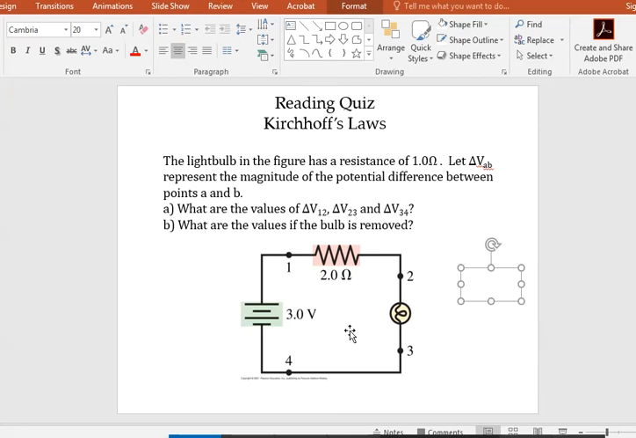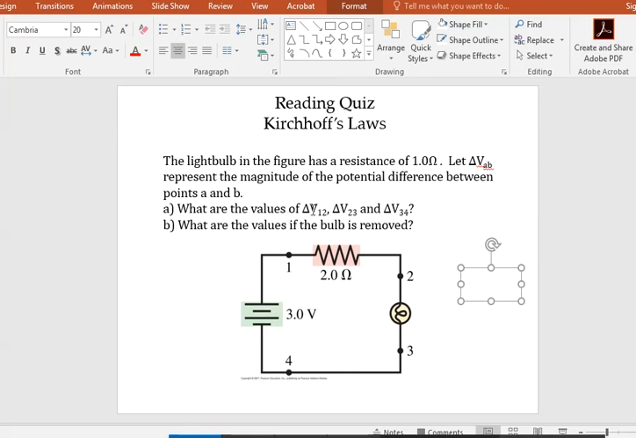We're going to be talking about a voltage difference between 2 points. Let's say you pick any 2 points along this circuit here, points A and B, and then delta VAB is going to represent the magnitude of the potential difference between points A and B. For example, if I wanted to know the difference in voltage between point 1 and 2 here, I could say delta V12. Or if I wanted to know the difference between 4 and 1 here, I could say delta V41. So delta V41 would actually be 3 volts because that is the voltage across the battery.